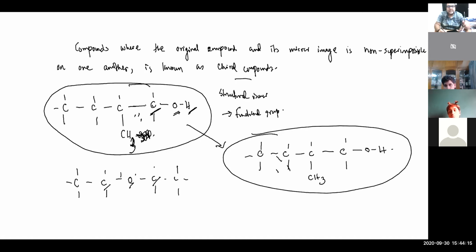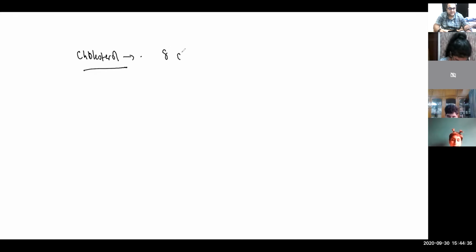So we have all heard about cholesterol, right? Cholesterol has 8 chiral centers. Okay, chiral center. So what is a chiral center? Now we have to learn another thing: what is a chiral center?